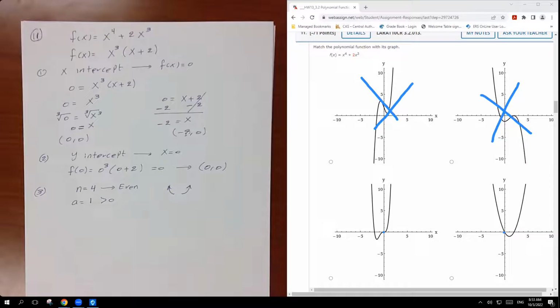The second one is (-2, 0). So here is -1, here is -2. This here is 1, 2. It's (2, 0), which means I can't choose this graph. Okay, so this is the right graph, but you're going to ask, the y-intercept is (0, 0), the same point. So this is the right option.